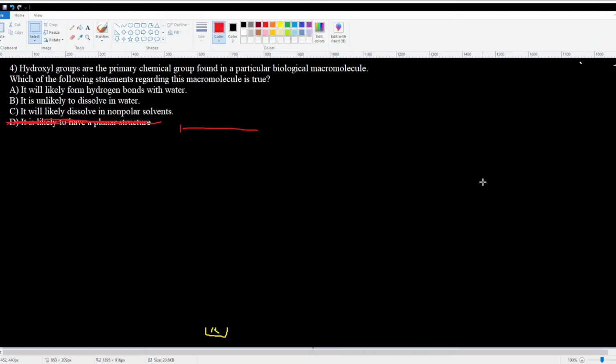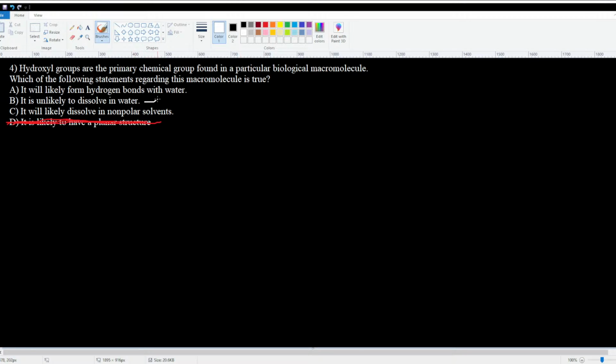And it's important that you know the functions too, and what purpose they serve. So that was a bit of a long tangent. So let's go back to the question. Hydroxyl groups are the primary chemical group found in a particular biological macromolecule. Which of the following statements regarding this macromolecule is true?